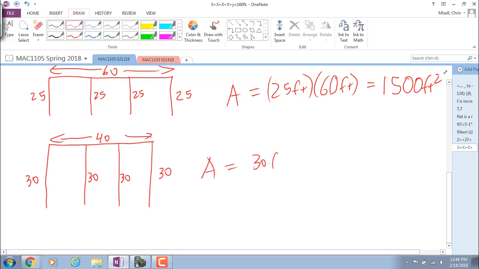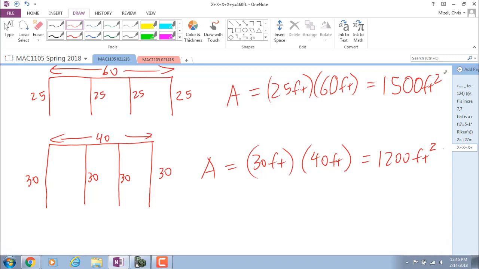The area here is a little bit easier to calculate. If we make it 30 feet by 40 feet, 30 times 40, it's only 1,200 square feet. So we're choosing different dimensions, although we're using the same amount of rope.